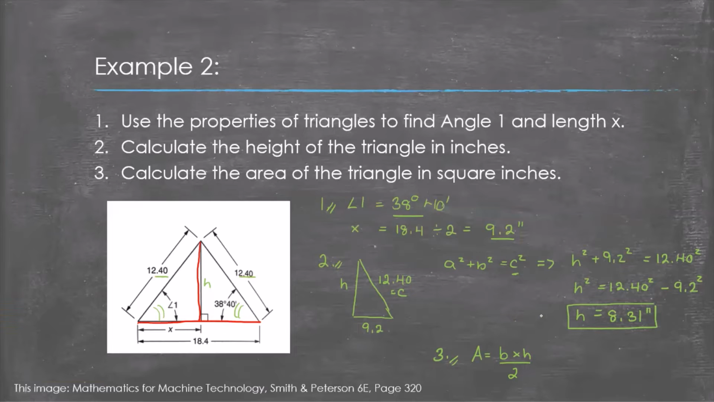So we can kind of go back to the original. The height for the big triangle is the same as the height we calculated for the half triangle. So putting that information in, we get 18.4 times 8.31 divided by 2. And if you put that in your calculator correctly, we would get 71.45. And I'm going to write the inches squared down below because I'm running out of space.